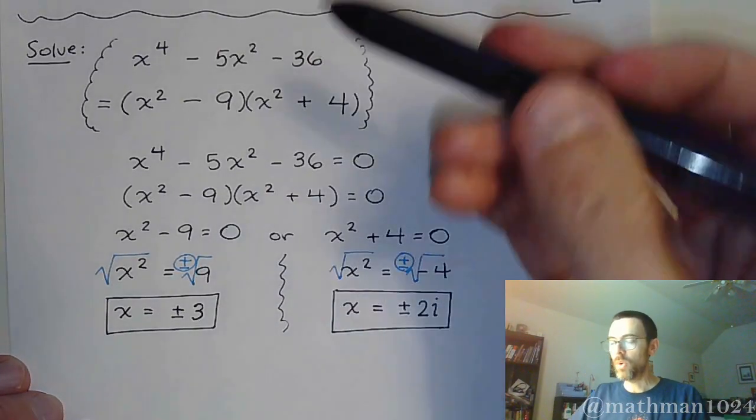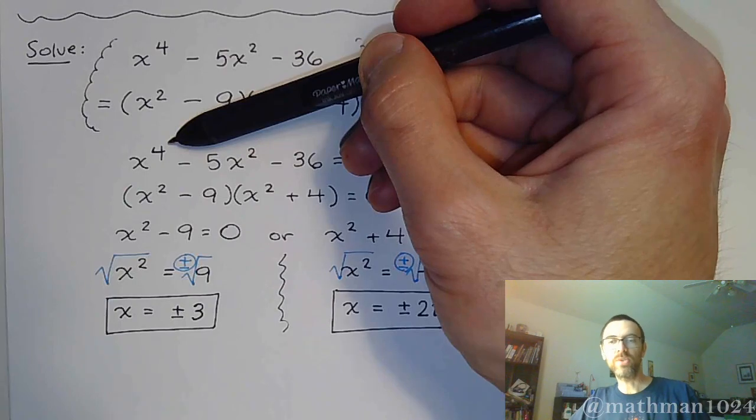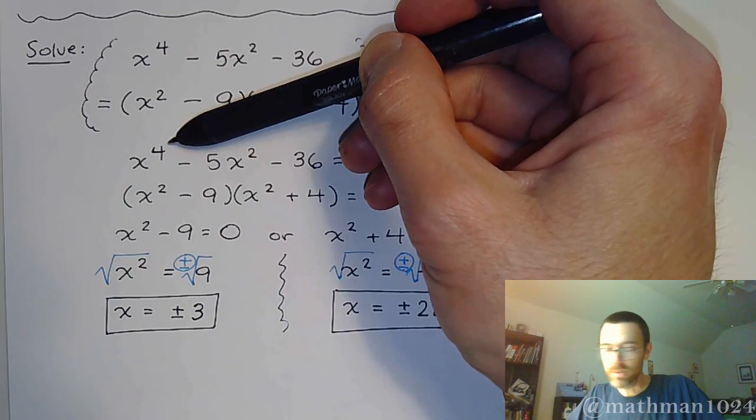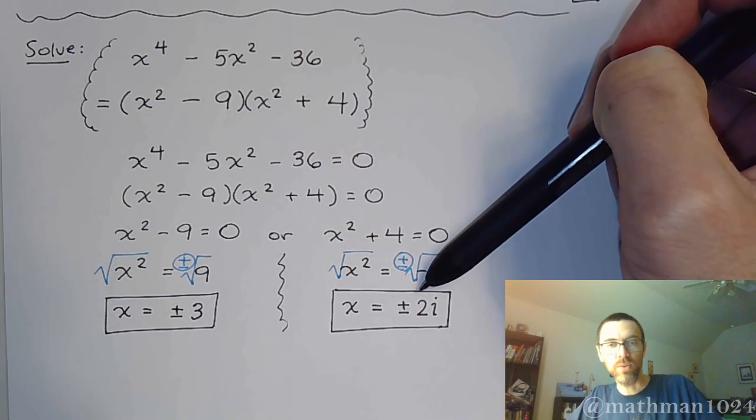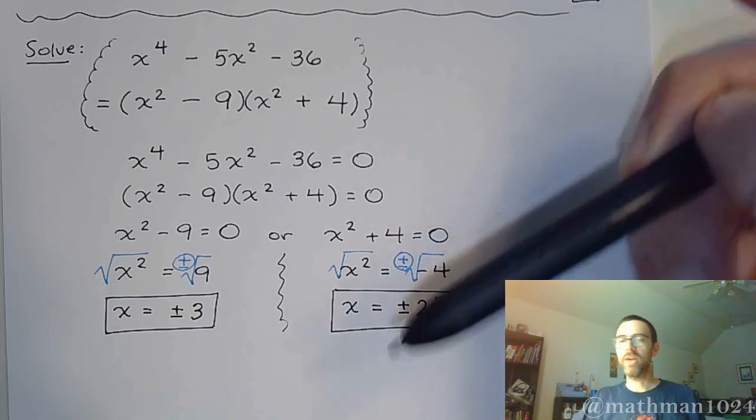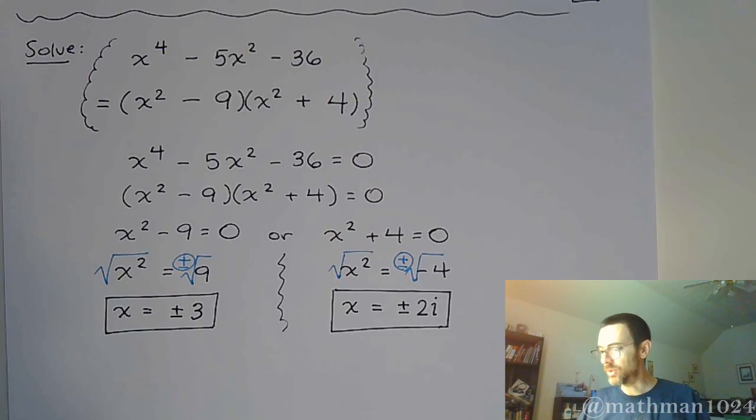2i. We were expecting to get 4 solutions because that's what the degree was. You get 2 here, the plus or minus, and you get 2 more over here with the plus or minus. So altogether we have 4 total solutions. Alright?